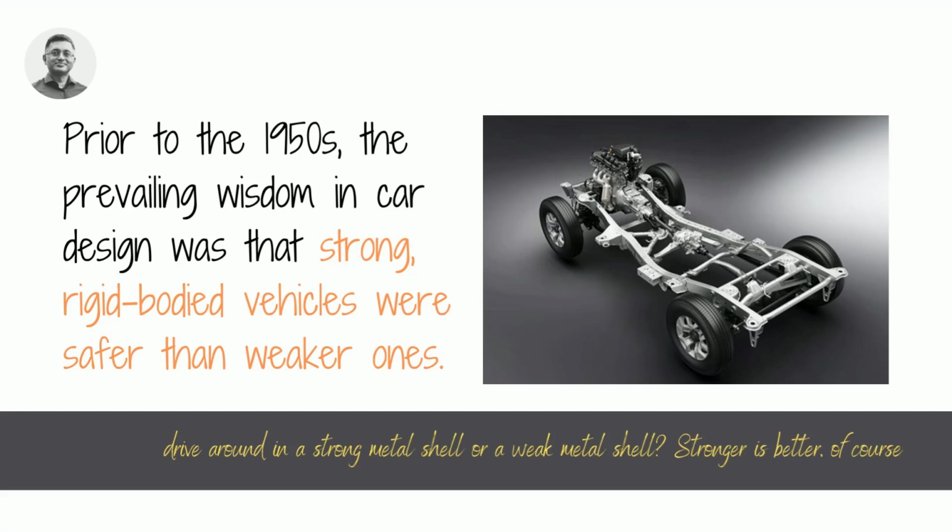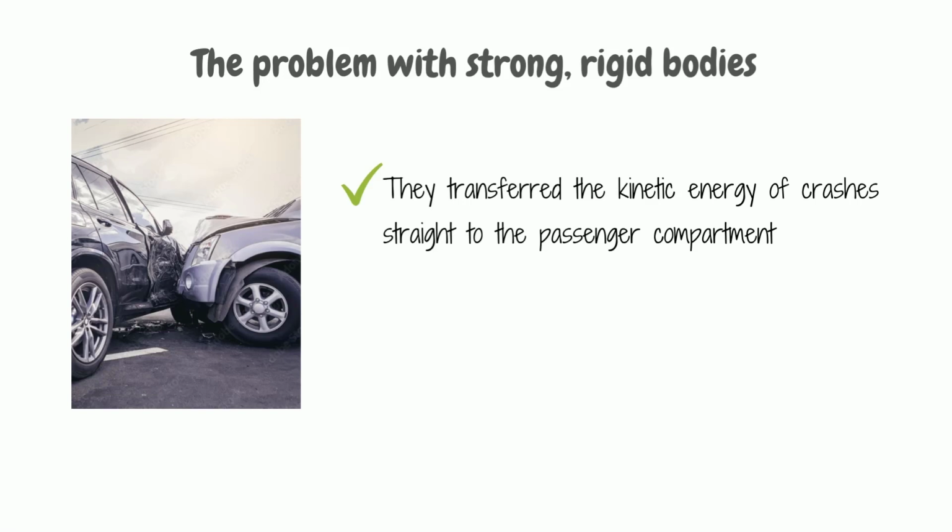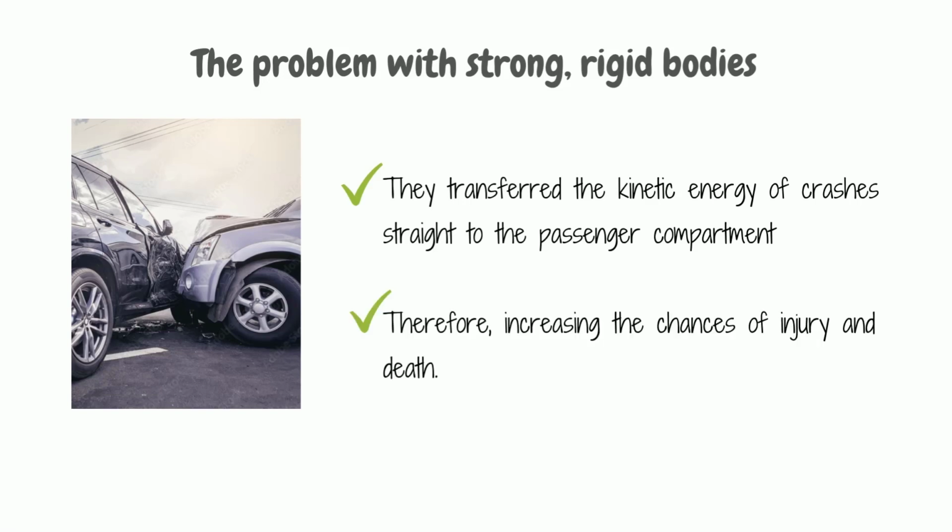the scene. Bela knew that the problem with strong, rigid bodies was they transferred the kinetic energy of crashes straight to the passenger compartment, increasing the chance of injury and death. Humans were in effect the weakest link in the design. What was needed was a way to reduce the kinetic energy reaching the passenger compartment.